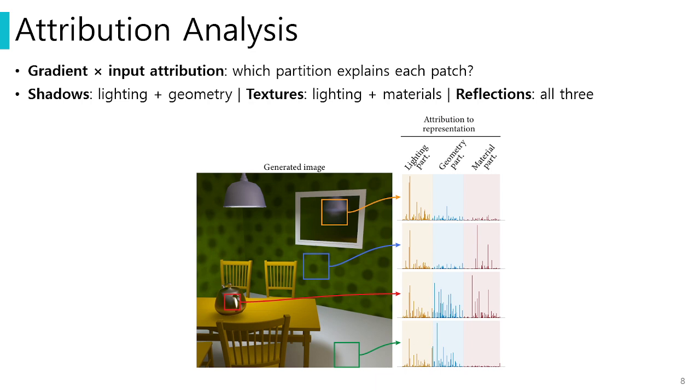Here, each selected patch is linked to the lighting, geometry, and material partitions. For example, a shadow region depends mainly on lighting and geometry. A textured wall depends on lighting and materials. A mirror reflection may need all three because reflection depends on light, shape, and surface appearance. So the latent vector is no longer just a hidden code. It becomes a tool for understanding how the neural renderer works.